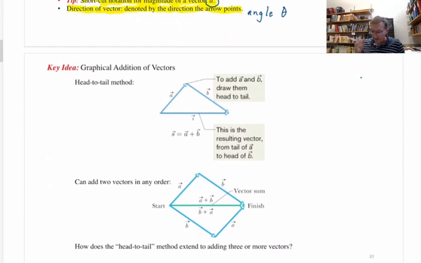Here's the graphical method of adding vectors. It's called, in some books, the head-to-tail method. So let me explain how it's done. It's really quite simple.